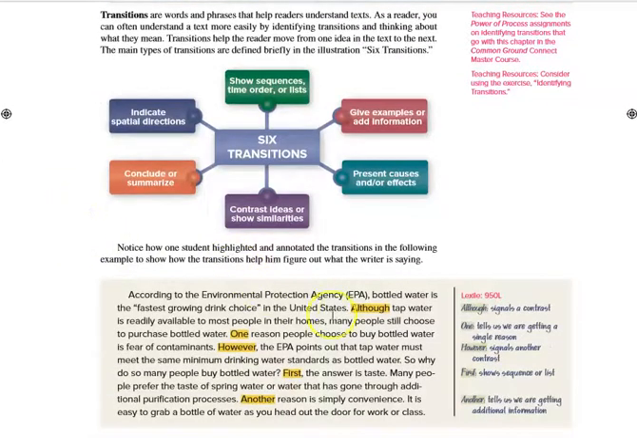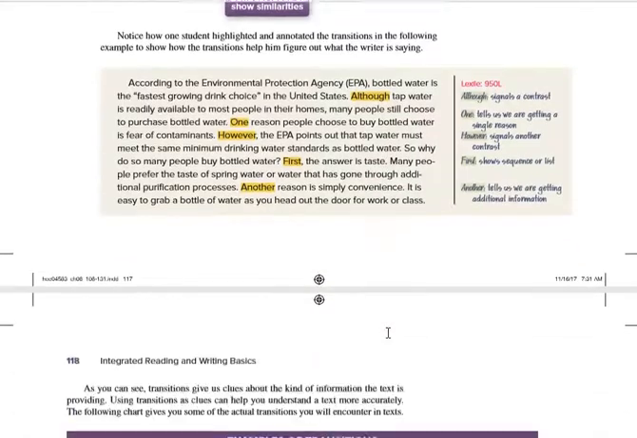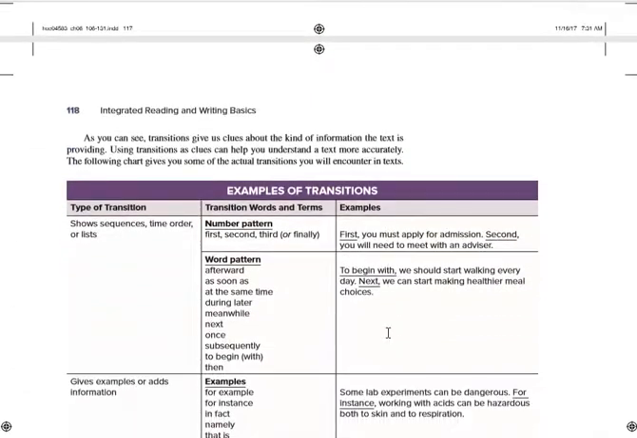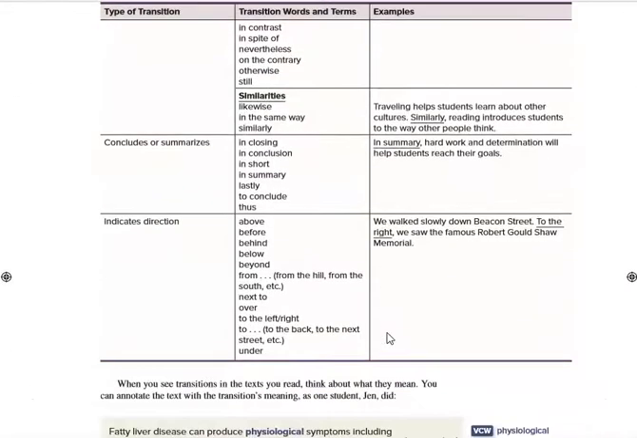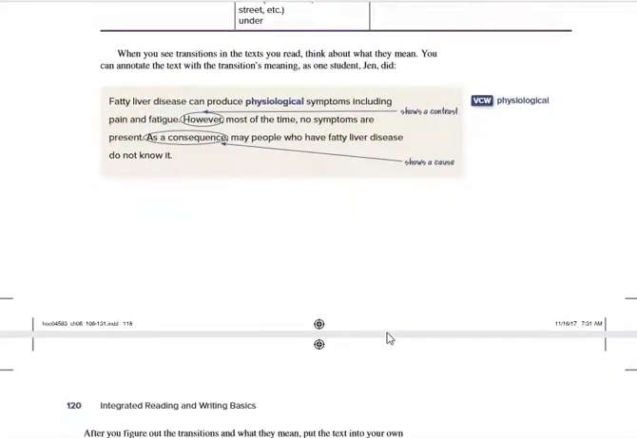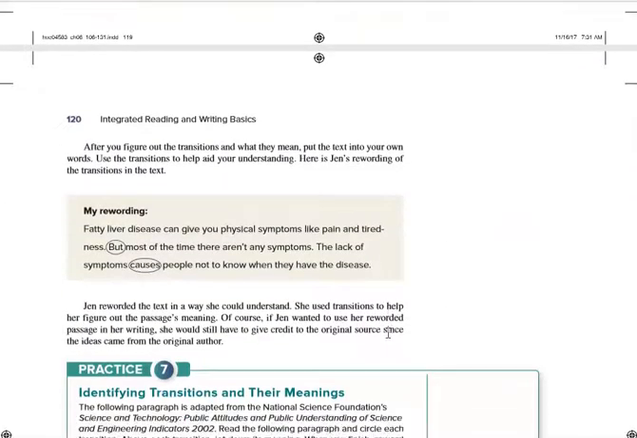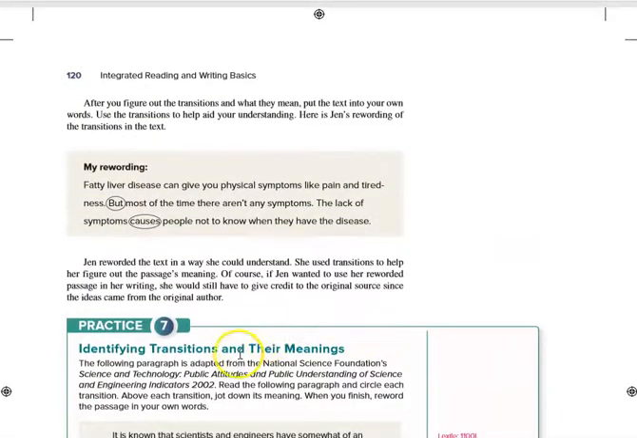Transitions are words here like although, one reason, however, first, another reason. These are really great additions to your writing because they help your writing be much smoother, and they help your reader follow what you're trying to say. Here are some examples of transitions you can use. And we'll get to a part where you're going to be challenged to identify transitions and their meanings, and then a little bit later to use transitions in your own writing.